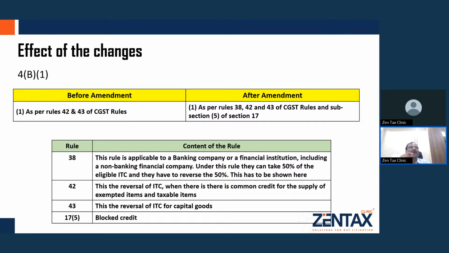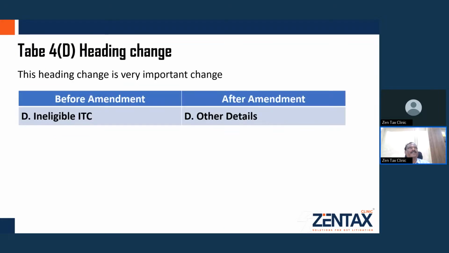Then block credit. You will be aware of the block credit. What are the block credits? For example, car, any ITC for buildings, construction of the building, civil structure, food and beverages, renting of a cab. These are all block credit under section 17, subsection 5. These items have to be given specifically in 4B1. This is an important aspect. They say we are not taking the ITC, that is enough. No, it is not the case. Why? Because of the changes in the system of GST 3B filing.